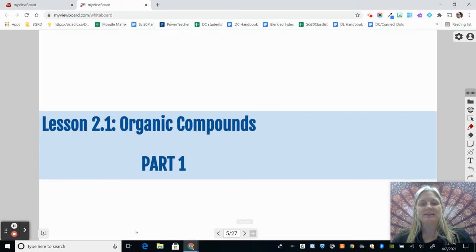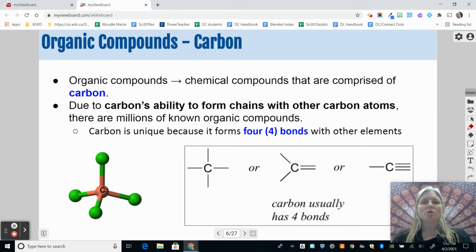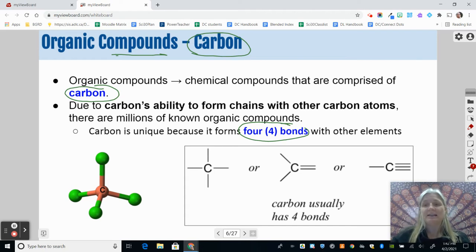This lesson has been cut into two parts because it is quite long. We're starting off with alkanes, or first we're going to actually look at carbon. When we're talking about an organic compound, we're talking about compounds that are made up of carbon. This is really key. Organic compounds are made up of carbon, and carbon is so special because it can form 4 bonds. These 4 bonds allow it to make big, long carbon chains and add other elements into these chains, so you can make millions of different organic compounds.